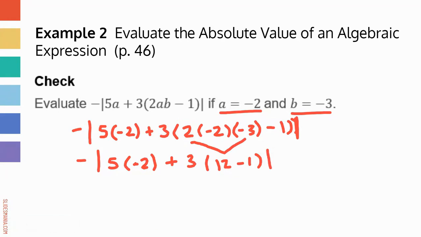Okay, so next I'm still going to go with the parentheses. So 12 minus 1. 12 minus 1 is 11. And everything else is going to come down. And you know what? I'm going to do this at the same time. I'm going to do 5 times negative 2, which is negative 10.